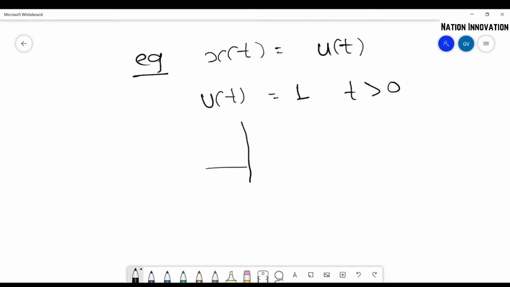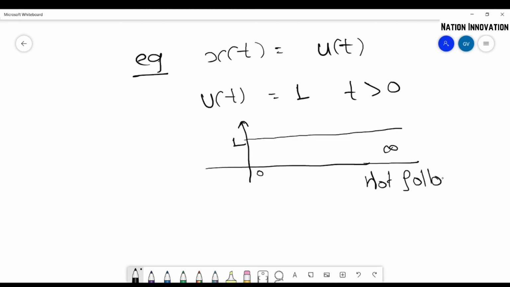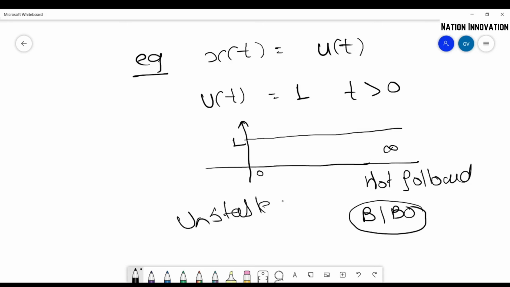If I draw this signal, it is going from 0 to infinity, with value 1. So this is not following BIBO. So this is unstable.